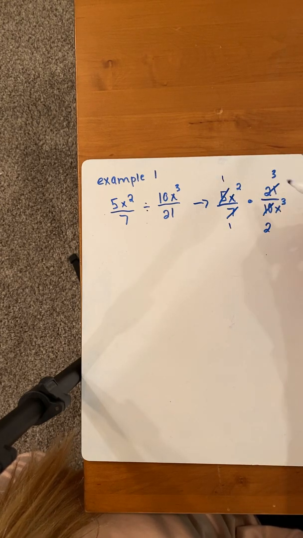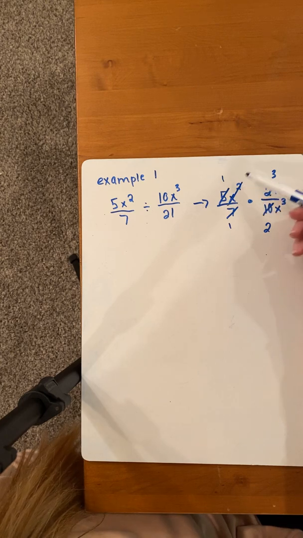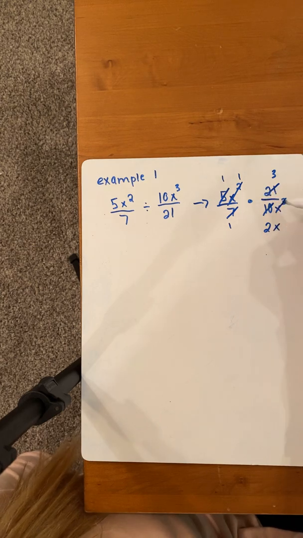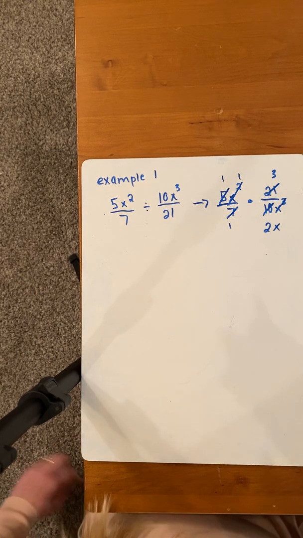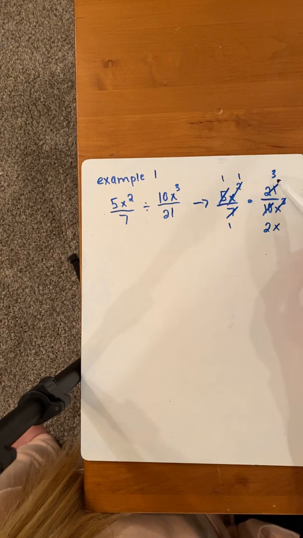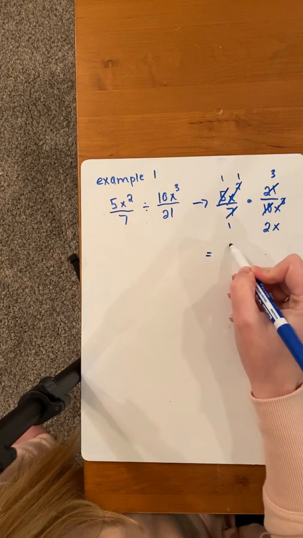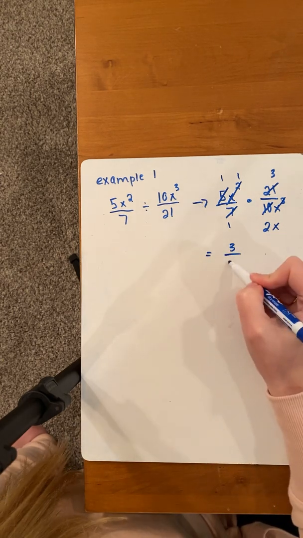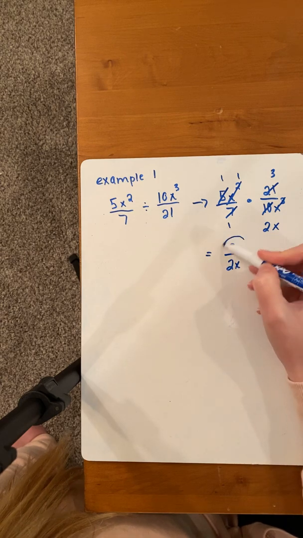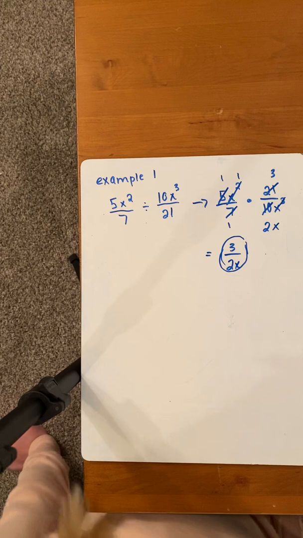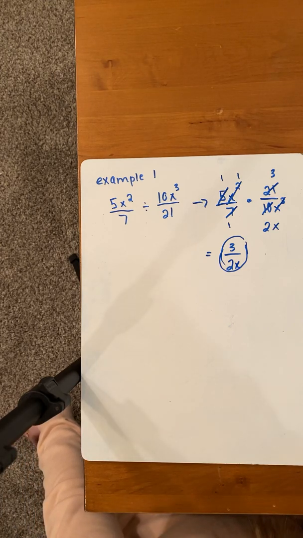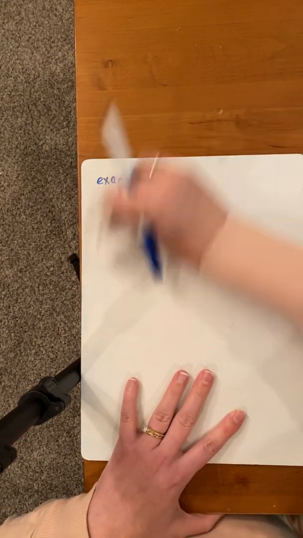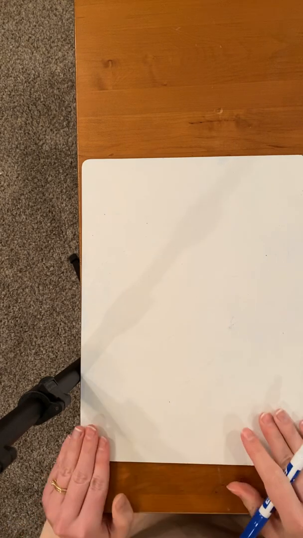x squared goes into x to the third one whole time, leaving behind just a single x. The two x's got canceled out by these three x's, and now you just multiply straight across. So you have 1 times 1, which is 1. 1 times 3 is 3. So our top, or our numerator, is 3. Now I have 1 times 2x, which is just 2x. So after we divide, and again we divide by multiplying by the reciprocal, our final answer is just 3 over 2x.